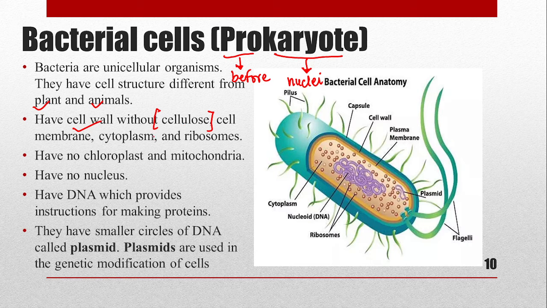Besides the cell wall, they have a cell membrane, cytoplasm, and ribosomes. They have no chloroplasts and mitochondria, and they have no nucleus, which comes from the name prokaryote, before nucleus. They have DNA, which provides instructions for making proteins. They have smaller circles of DNA called plasmids. You're not going to dive deep into this, but later it will come, so just have a basic idea of it. Plasmids are used in the genetic modification of cells. This will be taught in grade 10, don't worry.